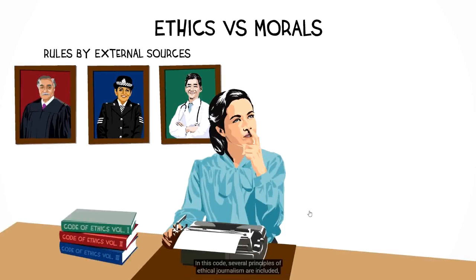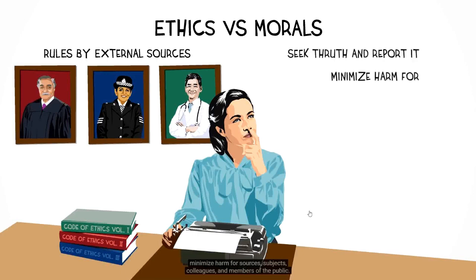In this code, several principles of ethical journalism are included, with instructions on how to behave as an objective, transparent, and reliable journalist. In this code of ethics, we find principles such as seek truth and report it, and minimize harm for sources, subjects, colleagues, and members of the public.